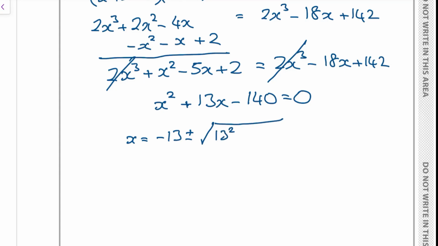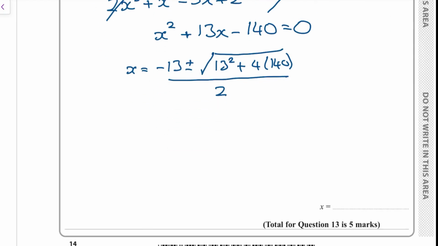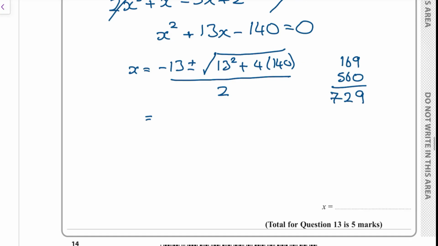So I've got 13 squared, which I know is 169, minus 4 times 140 negative, which is plus, and all that's divided by 2. So let's try and pull this together. So I've got 13 squared, which is 169. 4 times 140 is 400 plus 160, which is 560. 9, 6 and 6 is 2, 5 and 6 is 6, plus 1 is 7, 2, 9. So I've got minus 13 plus minus the square root of 729 divided by 2.